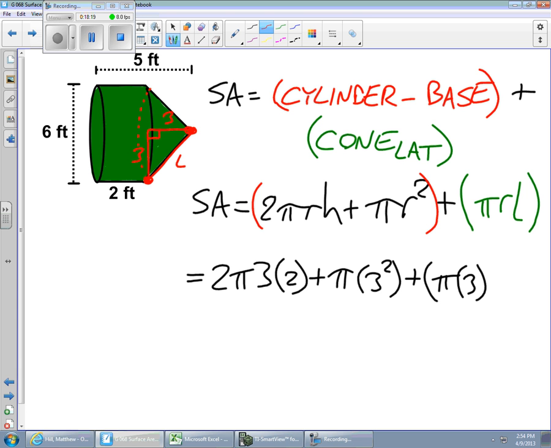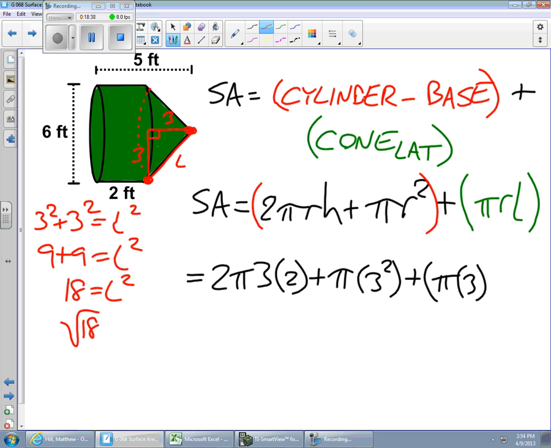Okay, can you find lateral height now? We've got 2 sides of a right triangle. They happen to be 3s, both of them. Lateral height squared. That's 9 plus 9 equals lateral height squared. That's 18 equals lateral height squared. And when you take the square root of both sides, you get the square root of 18. So the square root of 18, that is our lateral height. And that was the only thing that was stopping us from finishing off plugging in for the formula.